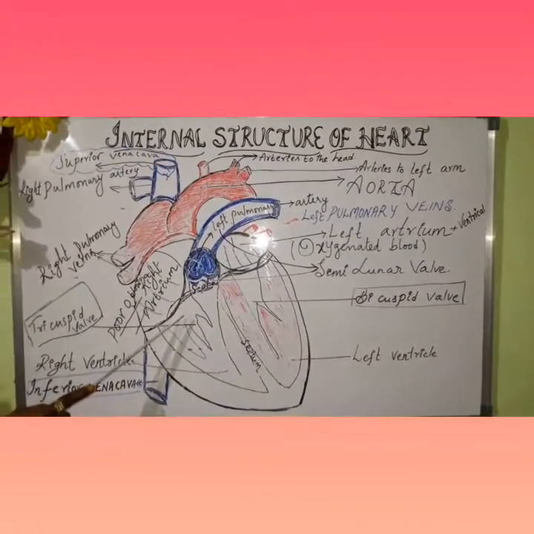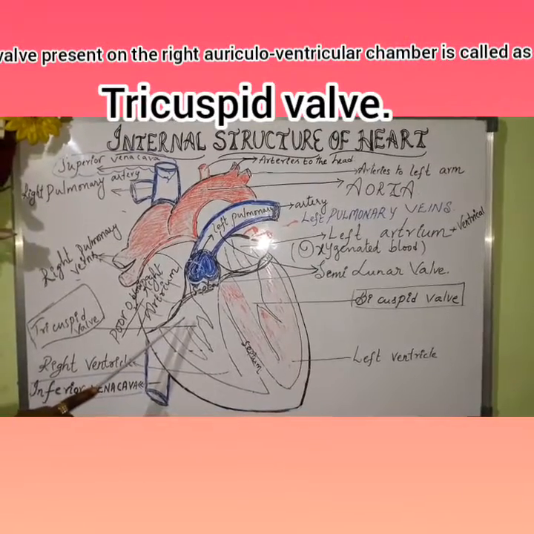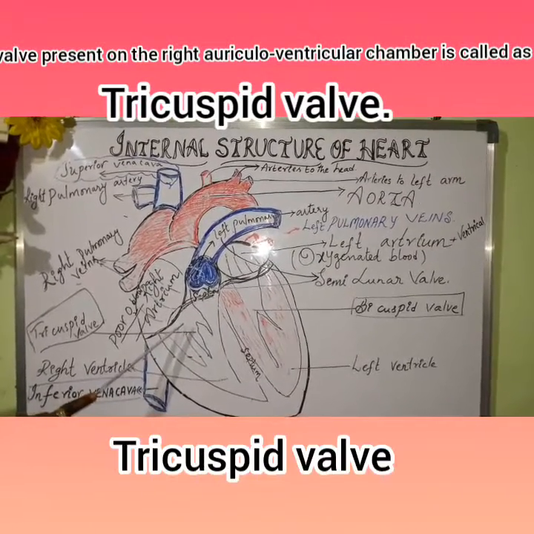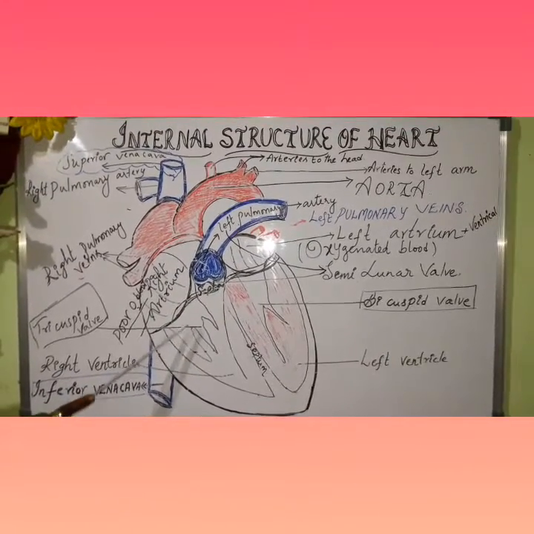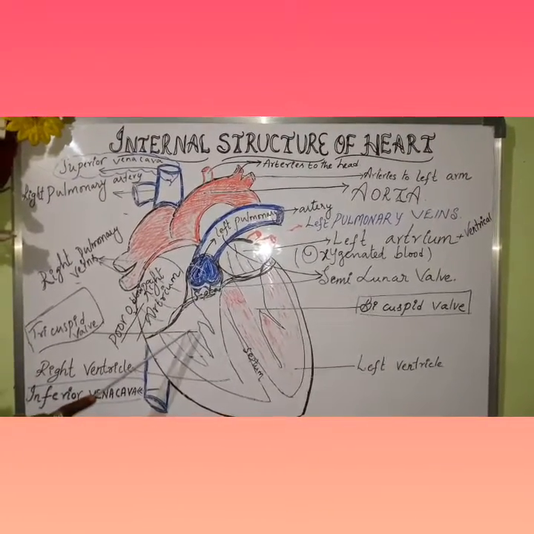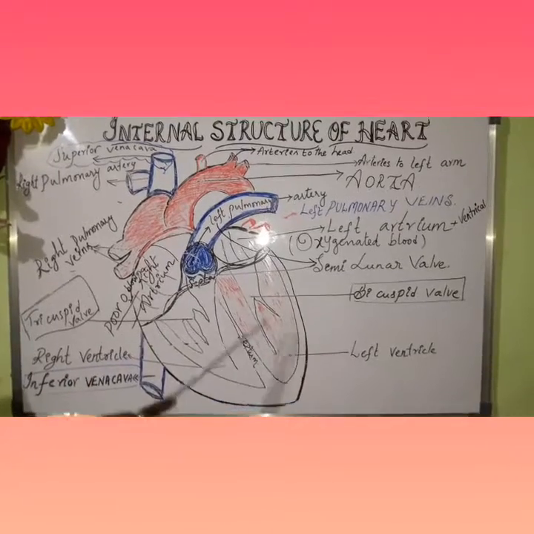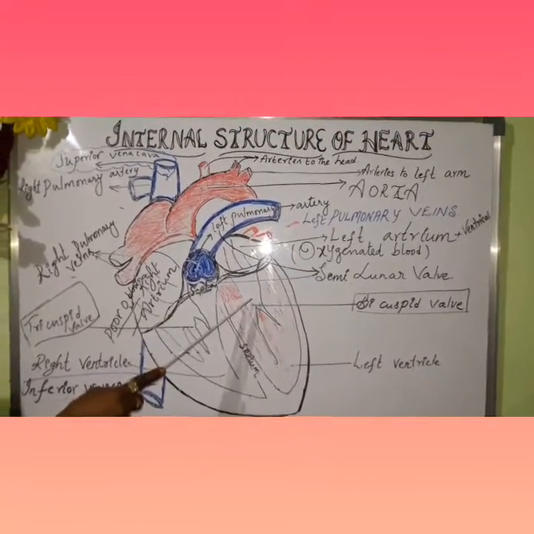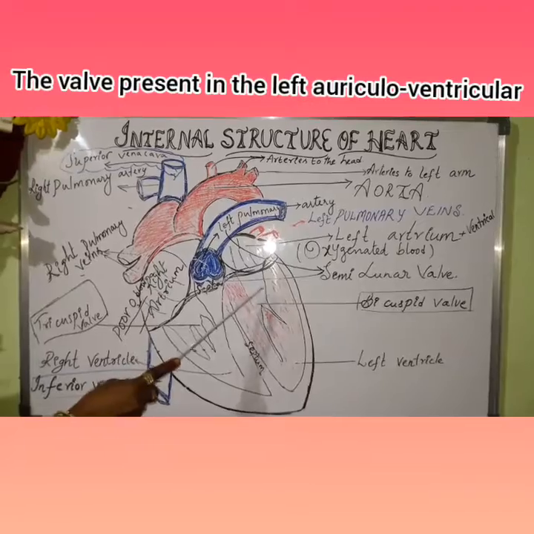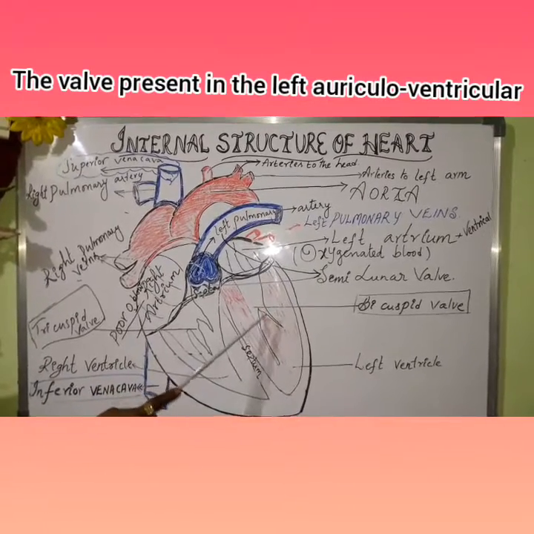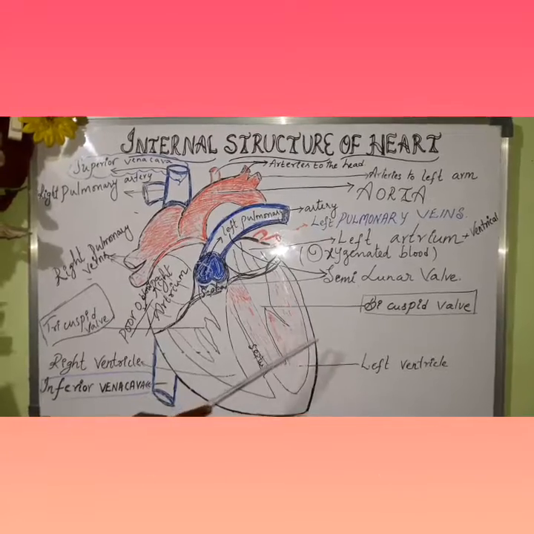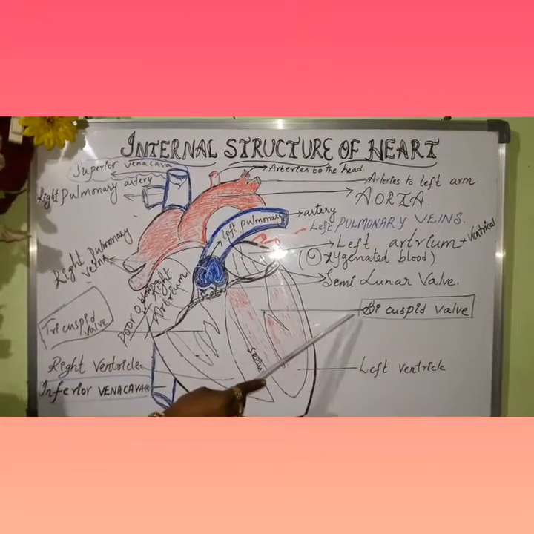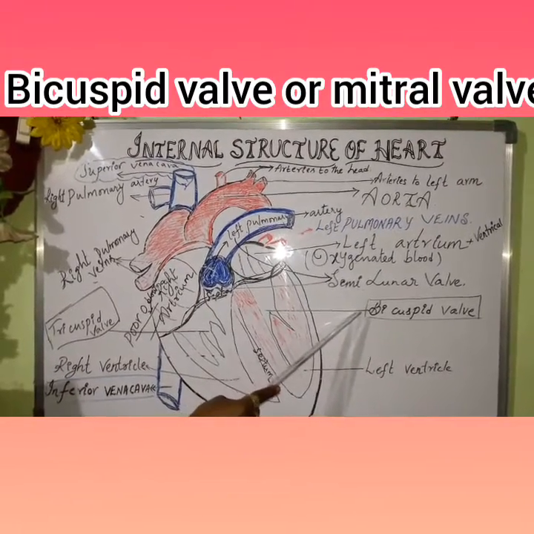The valve present on the right atrioventricular septum, between the right atrium and the right ventricle, is called the tricuspid valve. The valve present on the left atrioventricular septum, between the left atrium and left ventricle, is called the bicuspid valve or mitral valve.